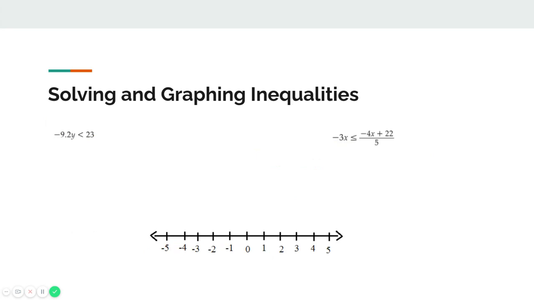Now I've got two more examples. What I'd like you to do is pause your screen, work out both of them, and try to graph them on your own number line.